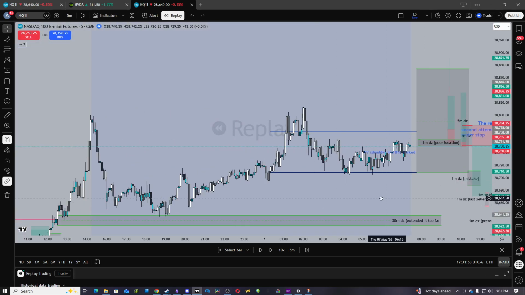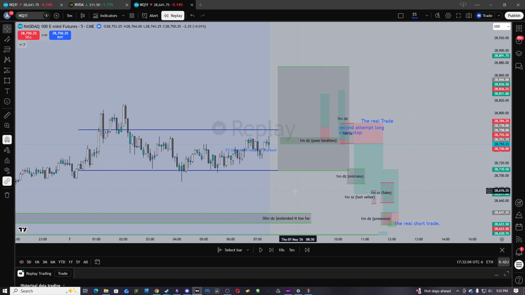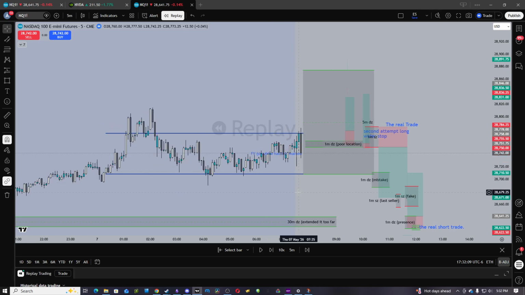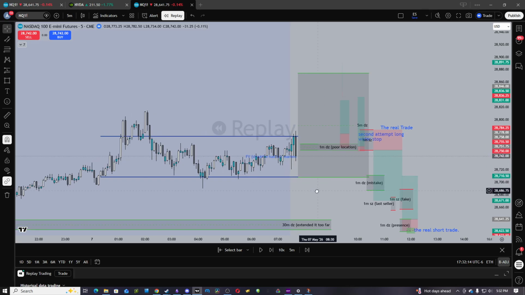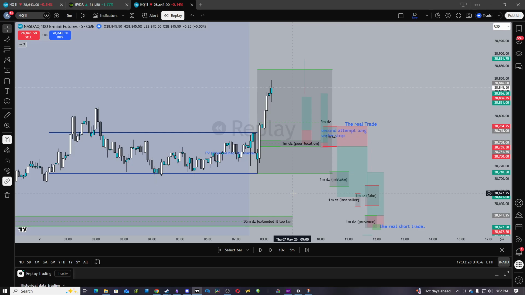Drop time frames again, 5-minute. No supply zones up here, so I honestly should expect that price is going to break this high again. So let's move up. On the 5-minute, I believe I had no trades until 9-ish. Okay, so 5-minute demand right here.